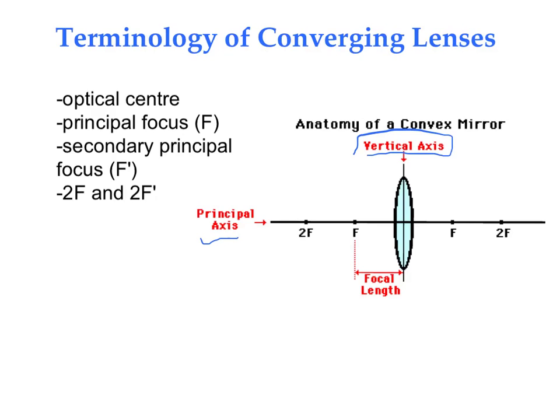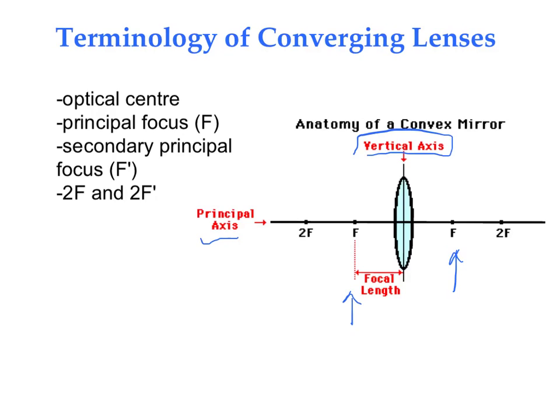We also have F, so you can see F right here, and that was the same in our mirrors. With lenses, we have a focal point on each side of the lens, however. So think about, why would we have a focal point on each side of the lens, whereas in the mirror we only had one focal point? So think about that for a second. Pause the video if you need to.